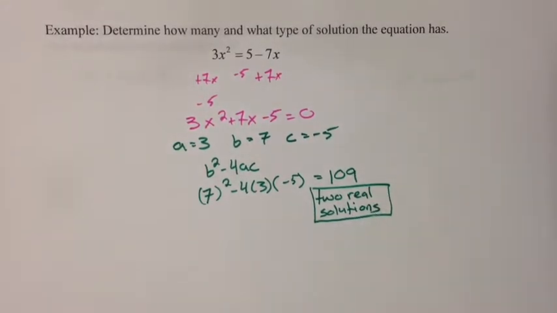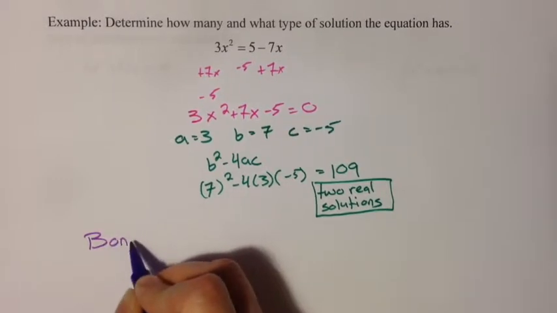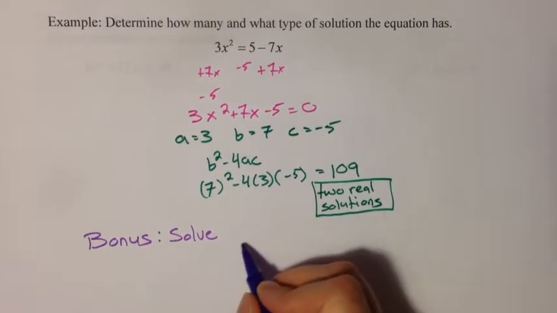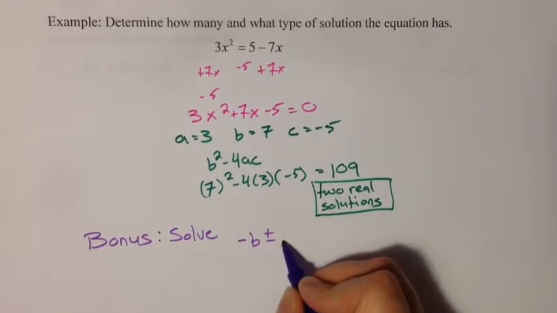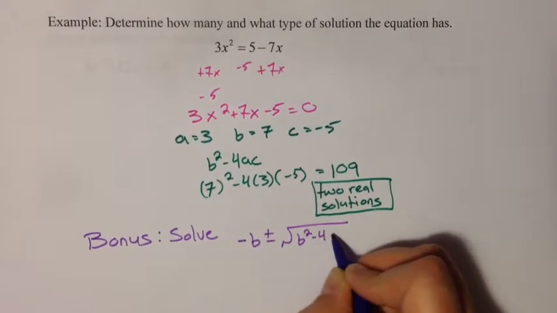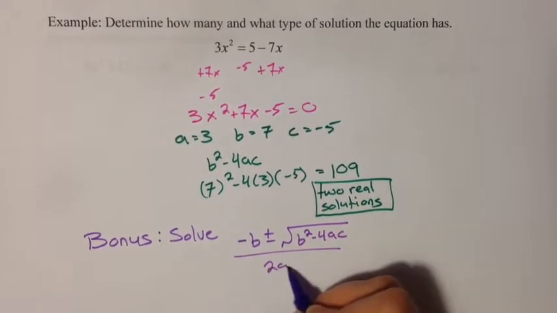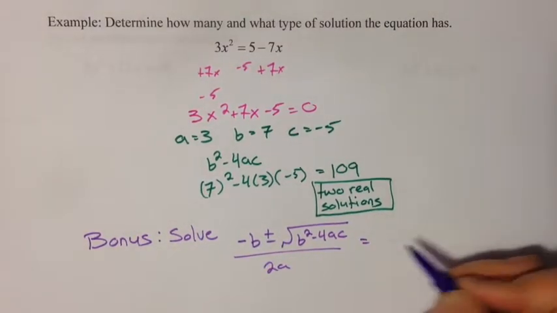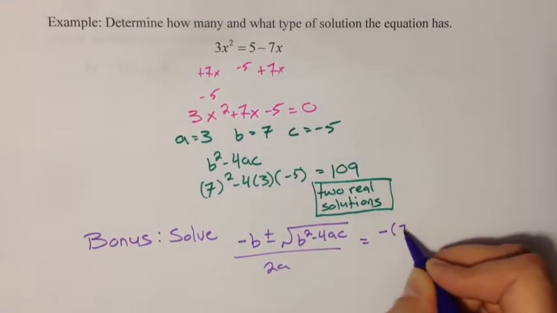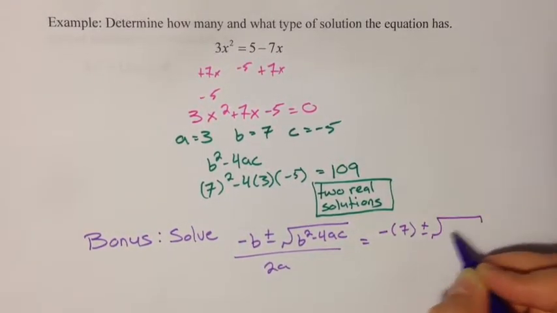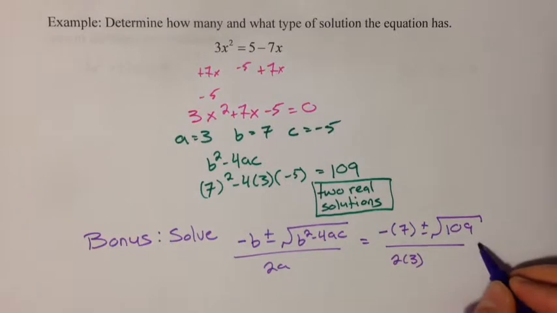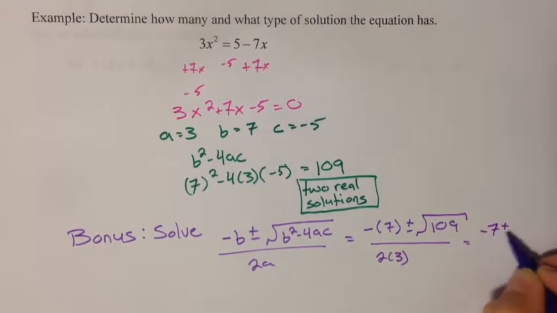But as a quick little bonus, I want to show you what it would look like if we continued to solve this now that we know the discriminant. If we solved this equation, remember I'm going to use the quadratic formula, -b plus or minus the square root of b squared minus 4ac all over 2a. But we already know that b squared minus 4ac is the number 109. So I can just plug in negative 7 plus or minus the square root of 109 all over 2 times 3. Now this simplifies a little bit to be negative 7 plus or minus the square root of 109 over 6.